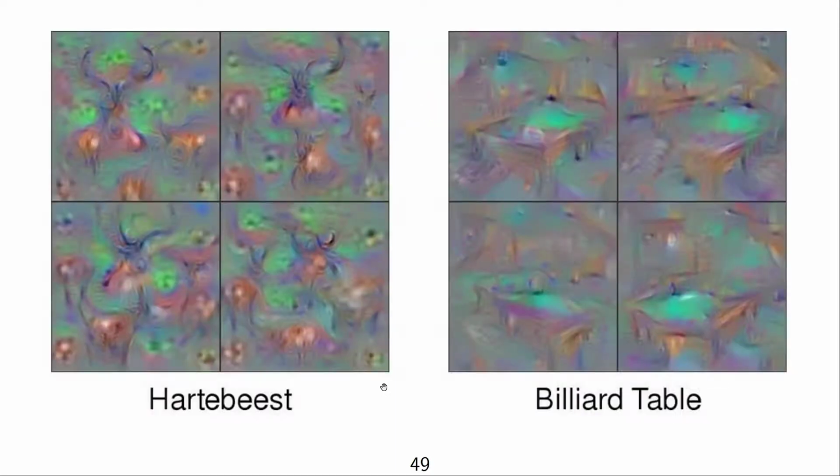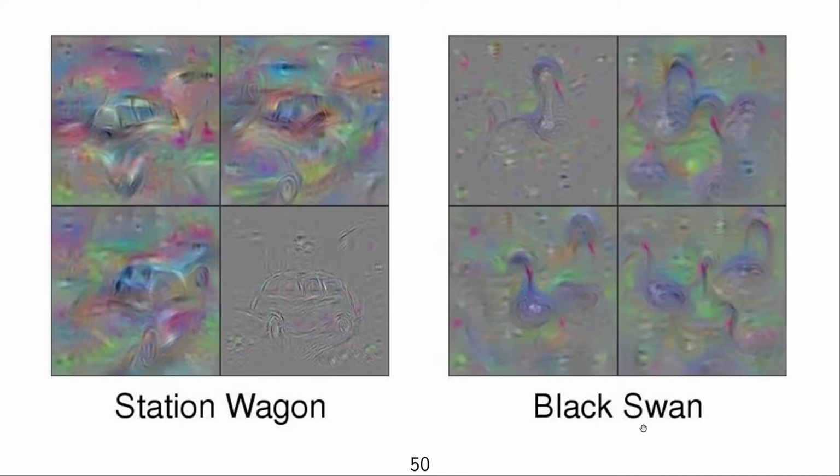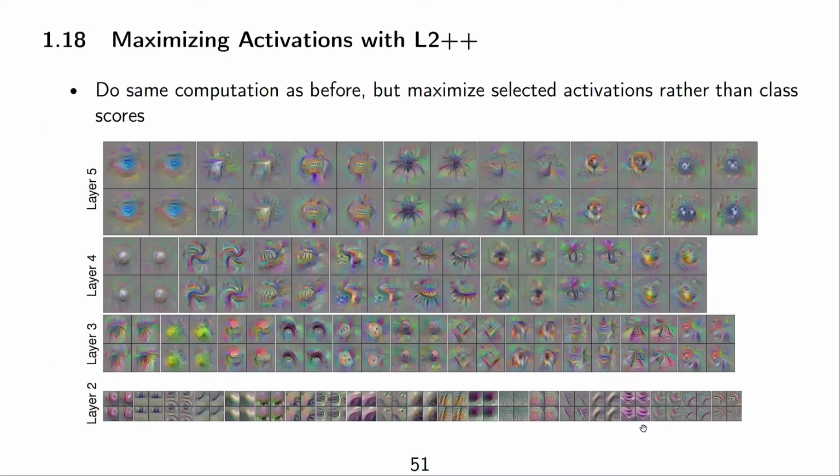Let's look at some visualizations. So here we have Hartebeest to the left and billiard table to the right. We can see that these visualizations start to look similar to prototypical examples of a particular class. Station wagon is to the left, looks a bit like a car, and black swan is to the right.